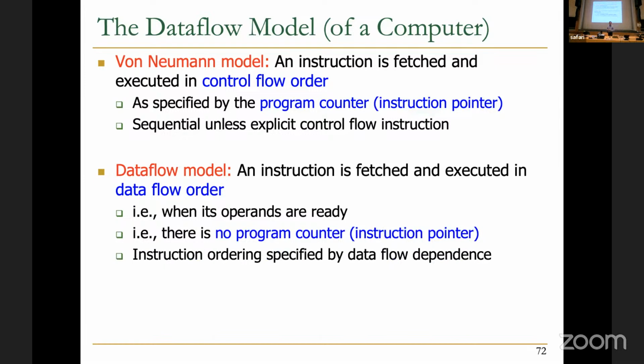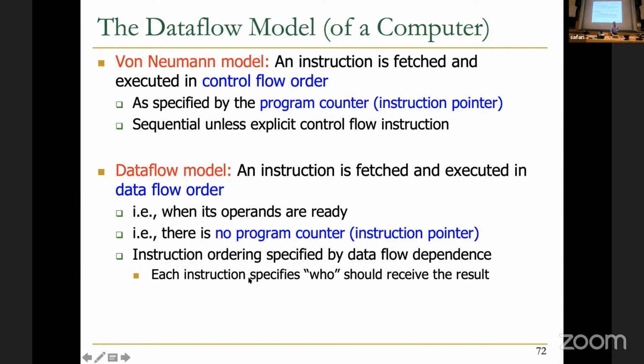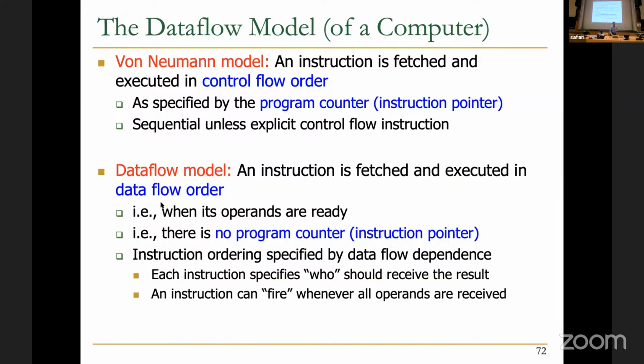Instruction ordering is specified by data flow dependence, implicitly, not explicitly. I mean, you could also do it explicitly, but as we will see, some explicit specification actually exists. Ordering happens implicitly when the program is executing. There's no specified ordering like in the von Neumann model. Here, each instruction specifies which other instruction should receive the result, but it doesn't specify when the instruction is executed. The program doesn't specify when an instruction should be executed. So an instruction can fire whenever all of its operands are received, meaning they're ready, because somebody actually produced them.